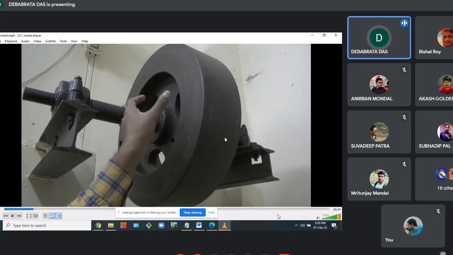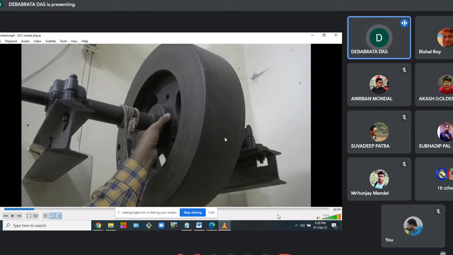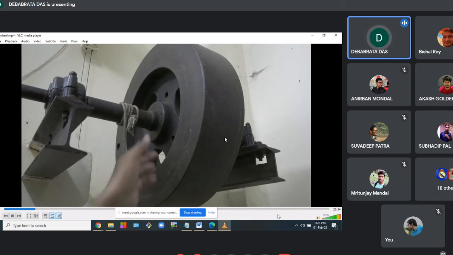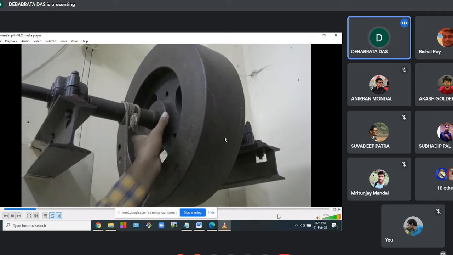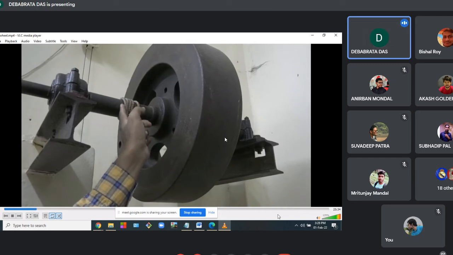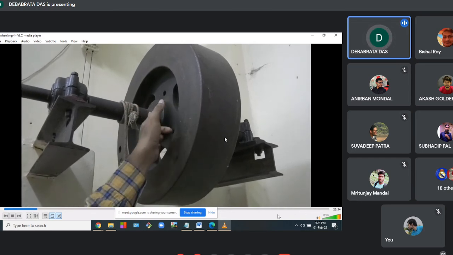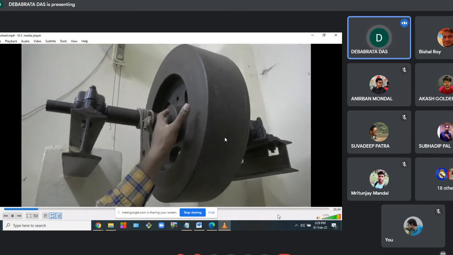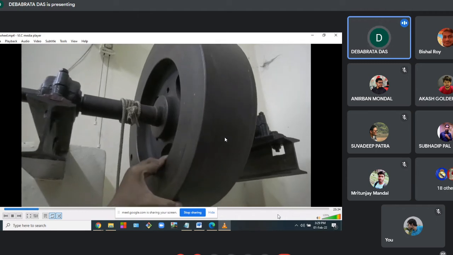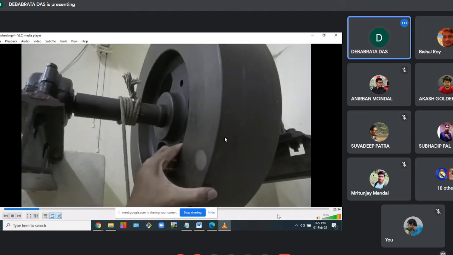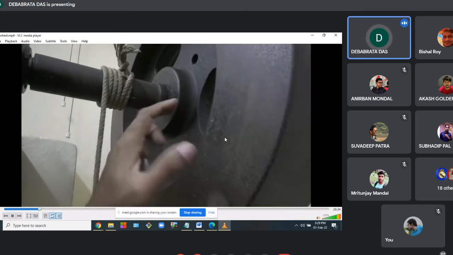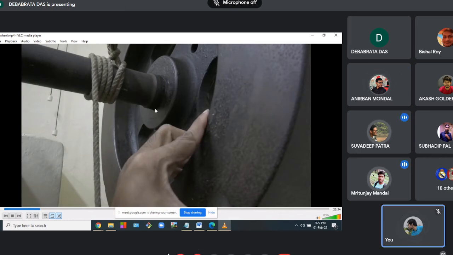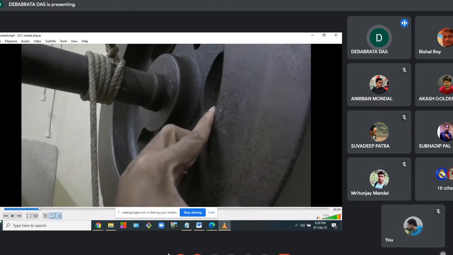Now this flywheel is mounted on the shaft through this portion, which is called the hub. When the shaft rotates, there should not be any slippage of the flywheel over the shaft. The same motion should be transferred to the flywheel. So this flywheel is rigidly connected to the shaft through a key. You can see there is a key slot. Through this key, the flywheel is rigidly mounted to the shaft.